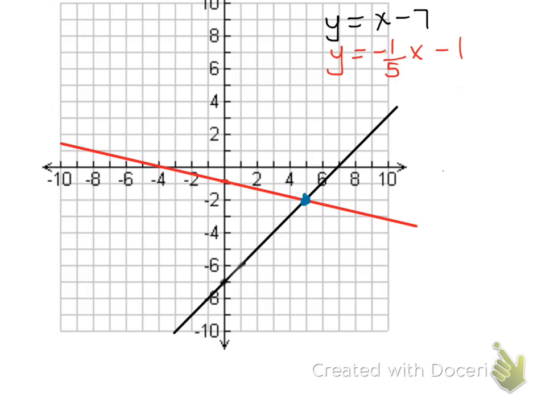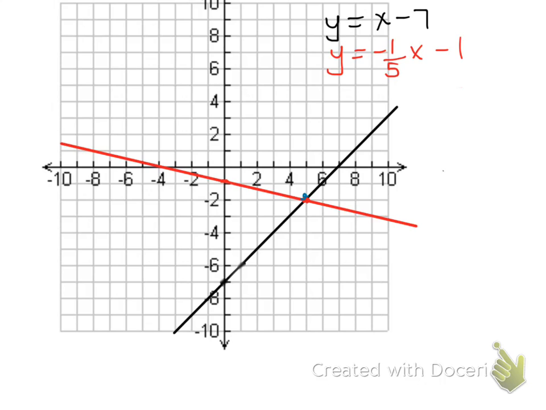And then I use the fact that the slope right here, this number in front of the x, is 1. So as I go 1 to the right, I go 1 up. 1 to the right, 1 up. And you can see here that this is the relationship that's going to define this line.